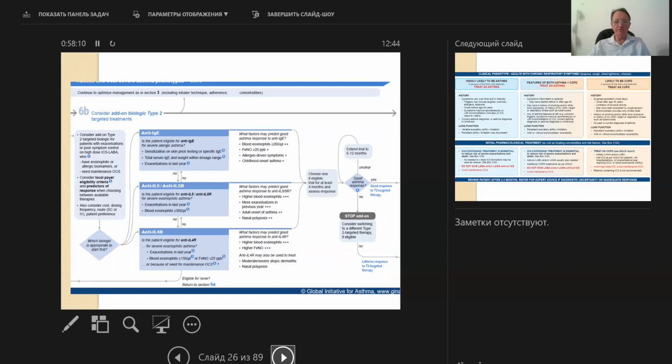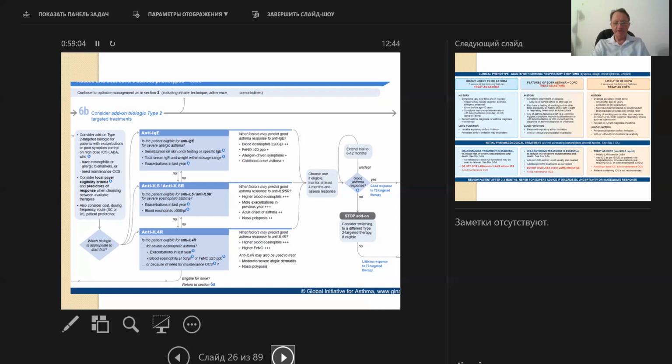But what happens? What should we do if we do not reach control using the 5 steps of treatment? It includes, I repeat once more, high dosage inhaled corticosteroids, plus long-acting beta agonist, plus long-acting anticholinergic drug: ICS plus LAMA plus LABA. Previously, all these patients were treated with oral corticosteroids, which have significant side effects. Now we have another direction of treatment.